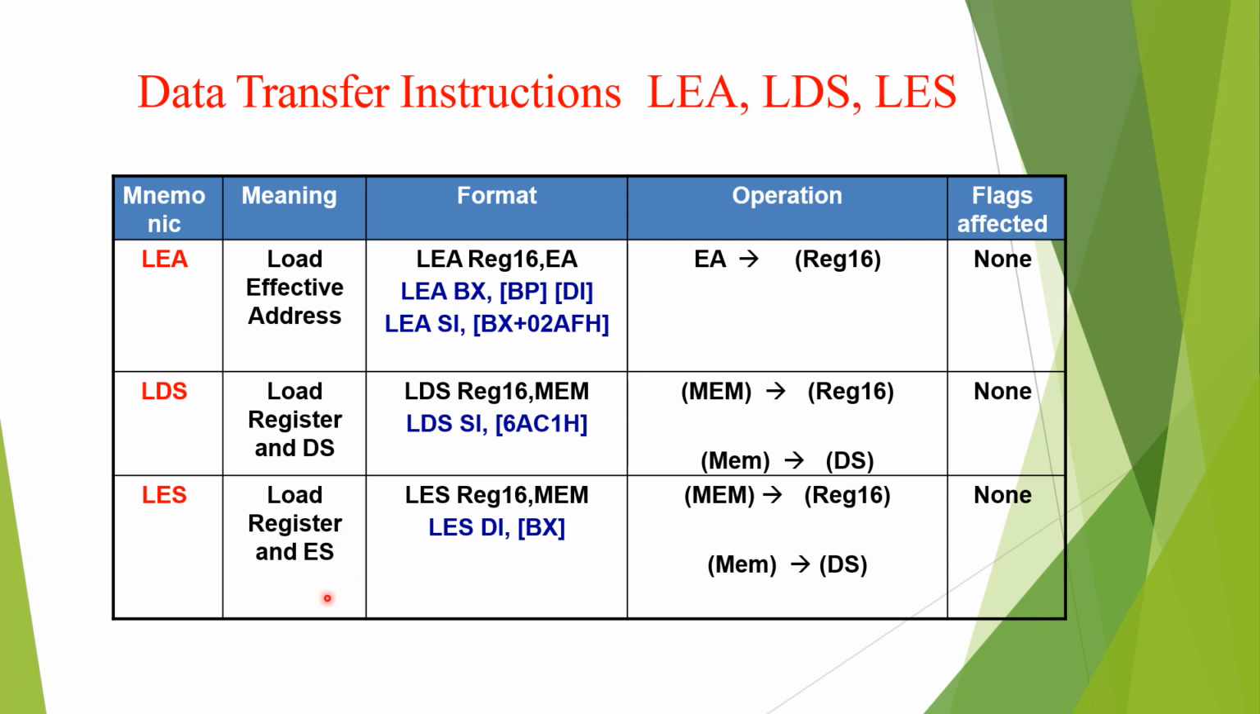And the next is LES. So the format is LES register 16 comma memory. So here you can see the example LES destination index comma BX. So base register is pointing to a memory location. That memory location can be copied to the destination index. So these instructions will never affect any of the flags.